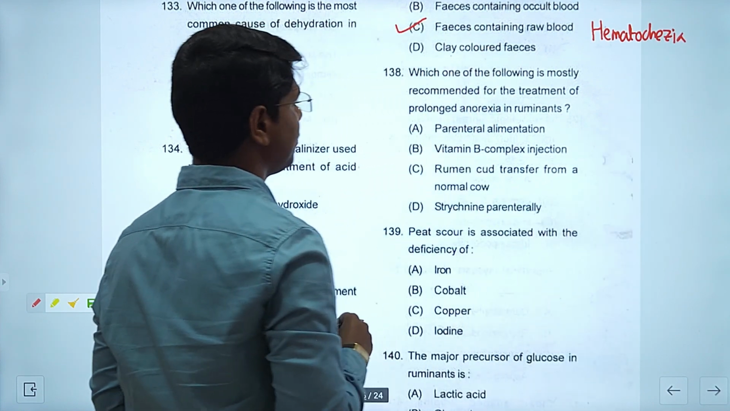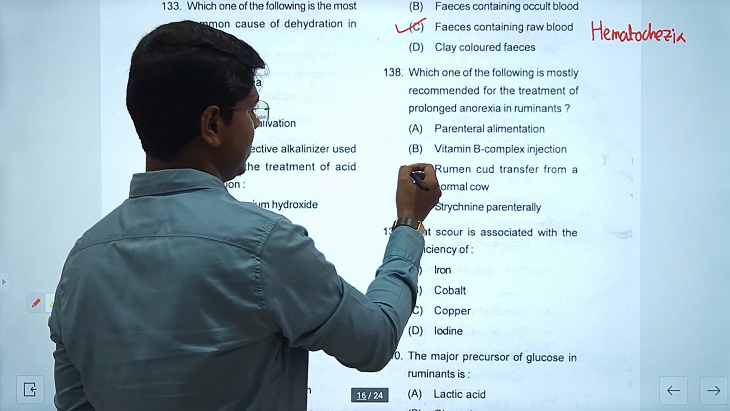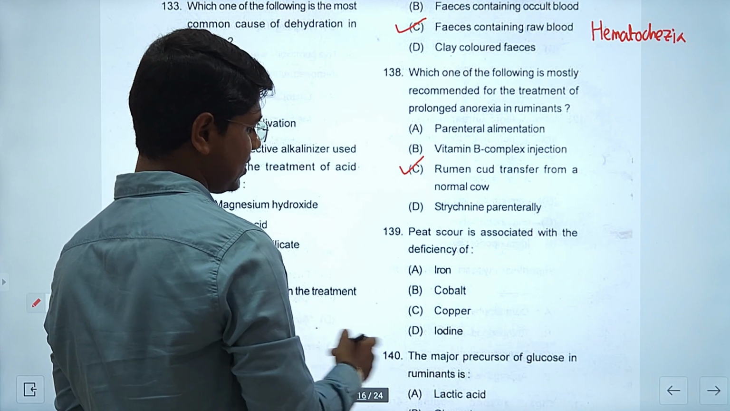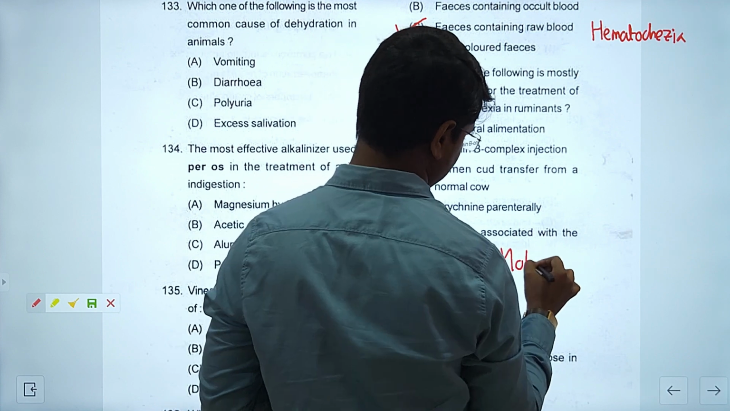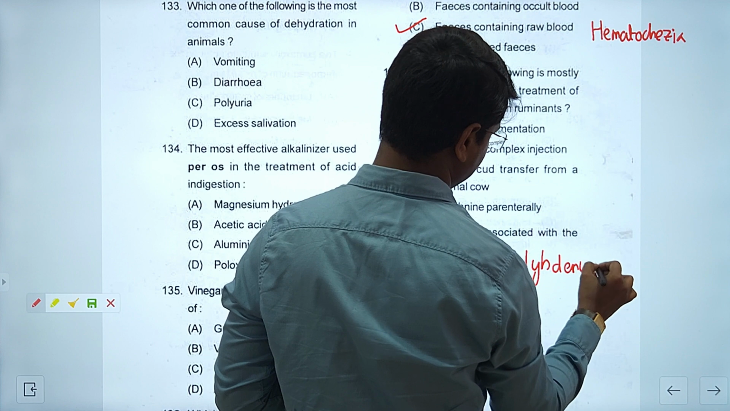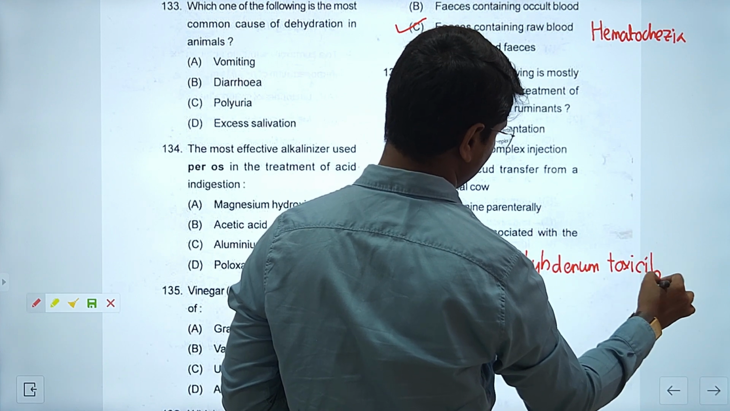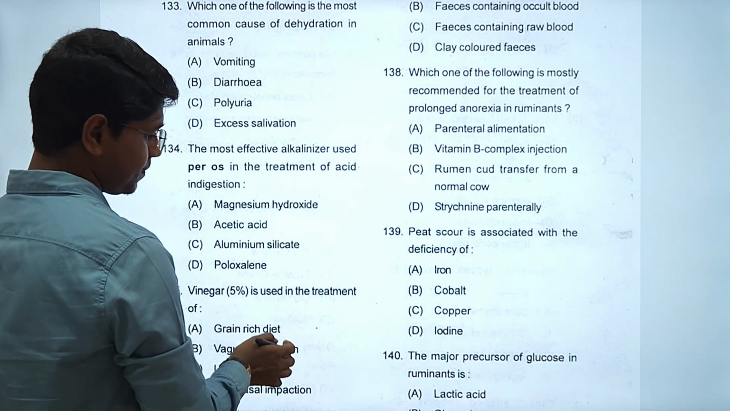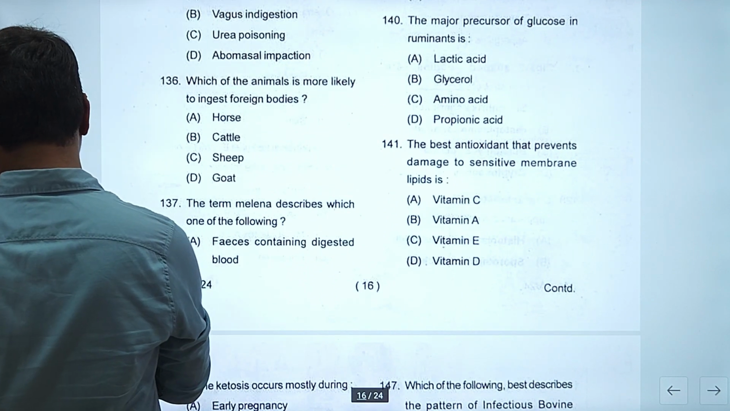Which one of the following is mostly recommended for the treatment of prolonged anorexia? It is cud transfer, rumen cud transfer. Peat scour is associated with the deficiency of copper. Also, it is associated with molybdenum toxicity. When molybdenum concentration goes high, copper will get low, or there will be deficiency of copper. The major precursor of glucose in ruminants is propionic acid. You know this one, propionic acid.